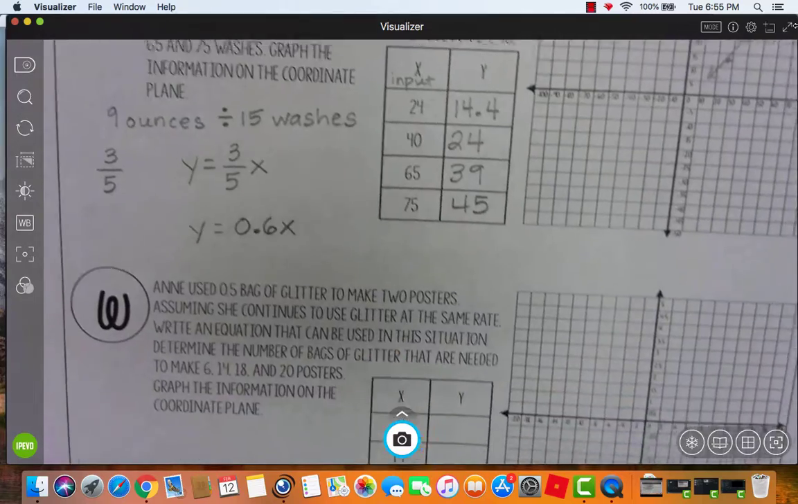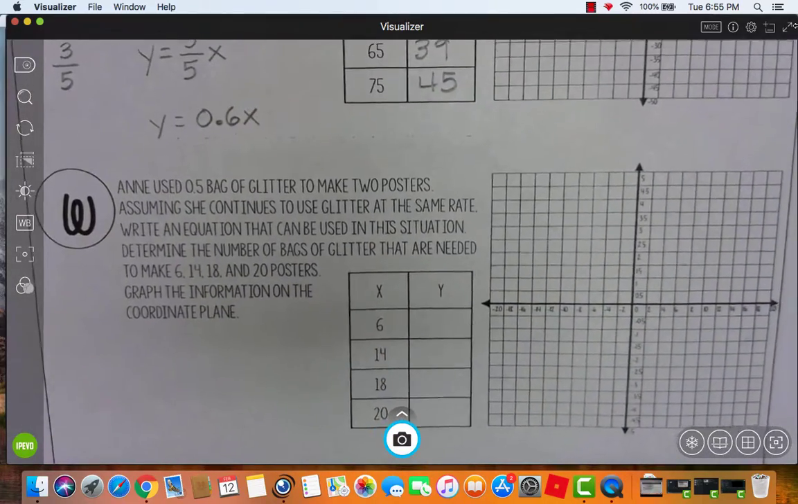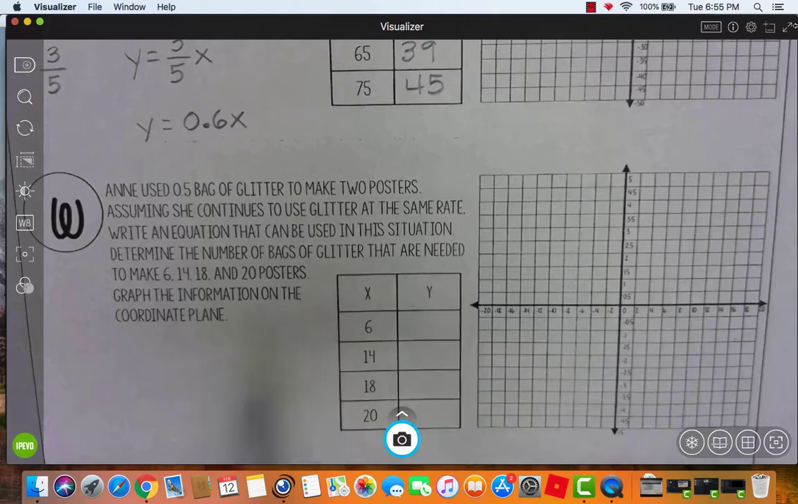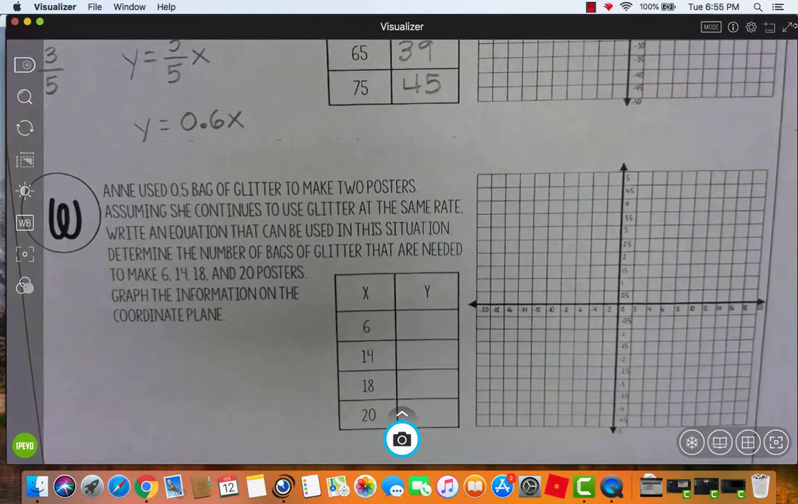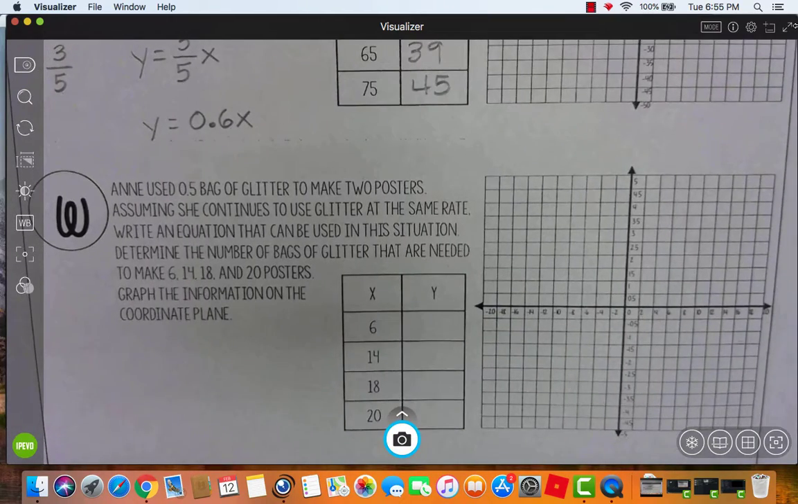So look at your we do. I'm going to help you with the problem itself, but you're going to figure out your equation, complete your function table, and graph it. So Anne used 0.5 bag of glitter to make 2 posters. So she used a half a bag of glitter to make 2 posters. Assuming she continues to use glitter at the same rate, write an equation that can be used in this situation. Determine the number of bags of glitter that are needed to make 6, 14, 18, and 20 posters. Graph the information on the coordinate plane.